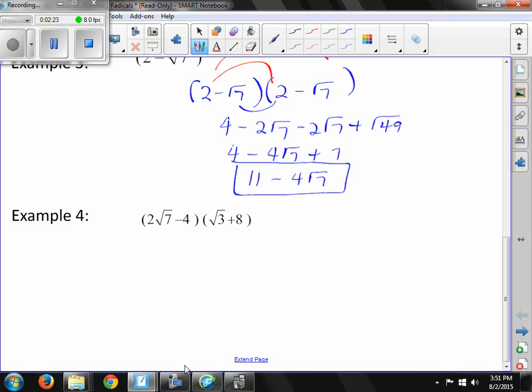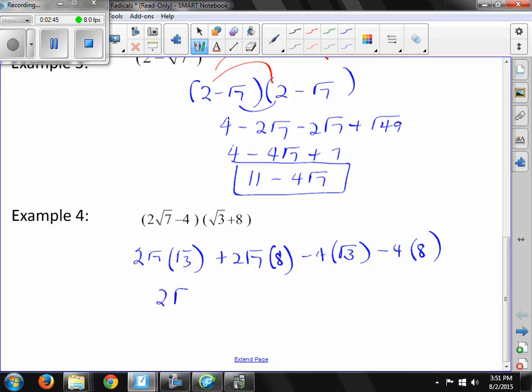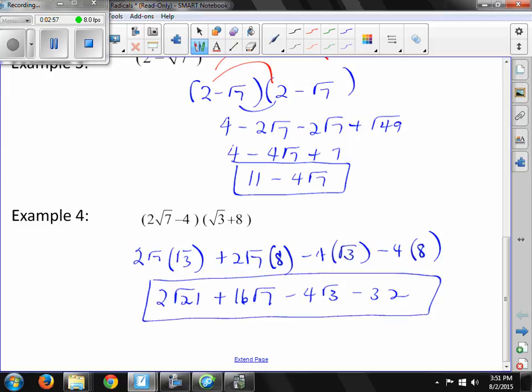Example 4, I'm going to FOIL this out. I'm going to write all this down. 2 square roots of 7 I'm multiplying times the square root of 3 plus 2 square roots of 7 I'm multiplying by 8, minus 4 I'm multiplying by the square root of 3 and negative 4 I'm multiplying times positive 8. So that I have 2 square roots of 21 plus 16 square roots of 7 minus 4 square roots of 3 minus 32. There are no like terms here, so we cannot simplify this any further.